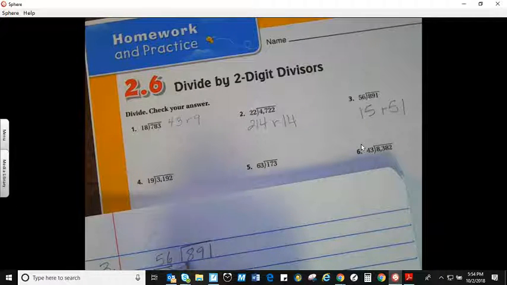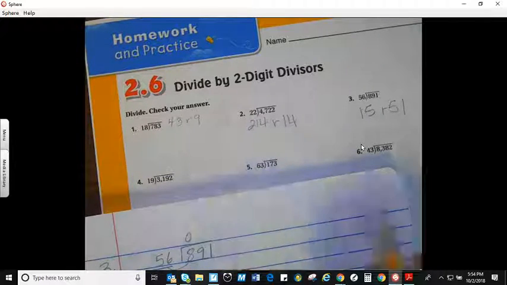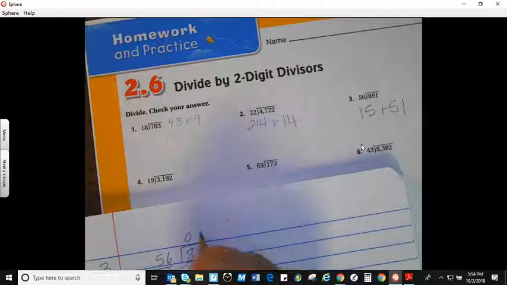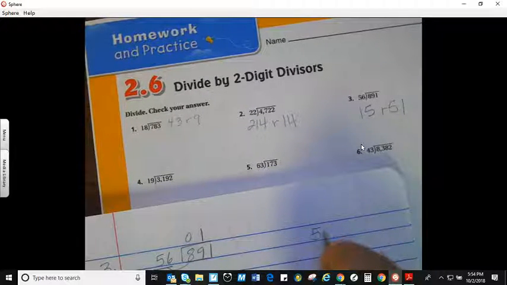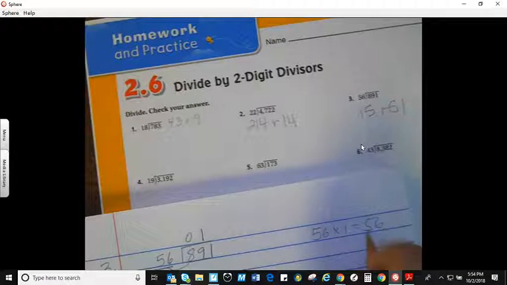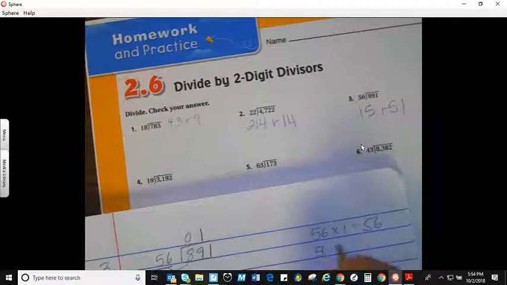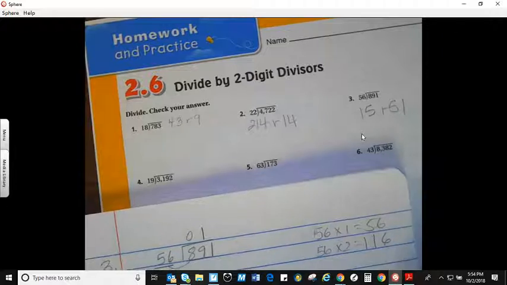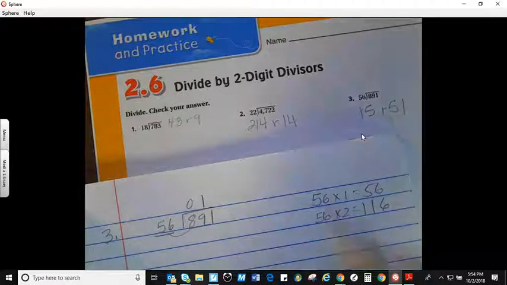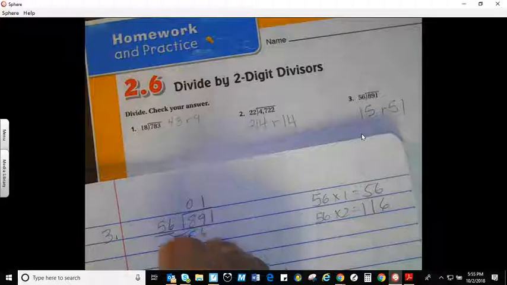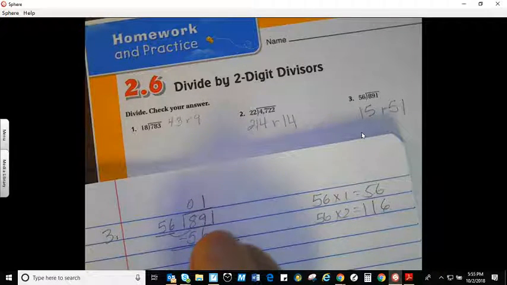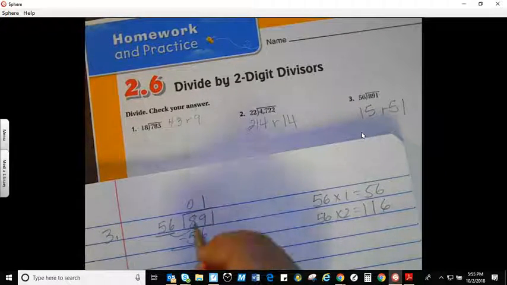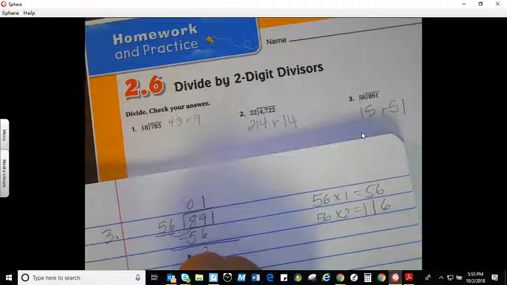56 cannot go into 8, but 56 can go into 89 one time. If I doubled that, 56 times 2, that's going to be 116. So that's going to be way too big. So this is 56. I'm going to subtract that out. 9 minus 6 equals 3. 8 minus 5 equals 3. And I bring down my 1.